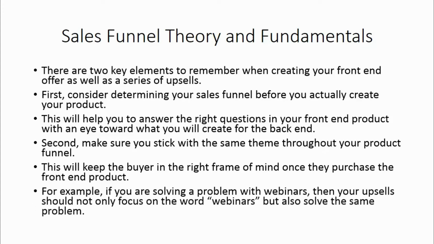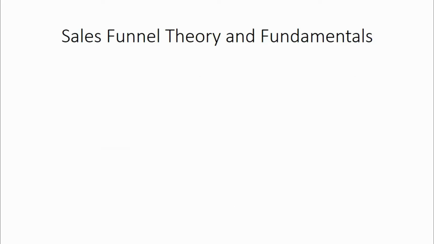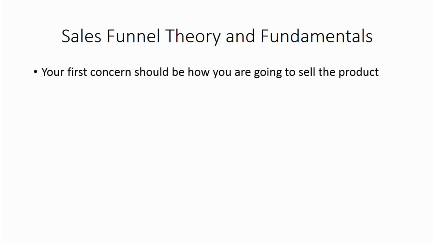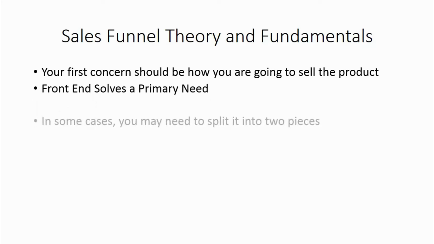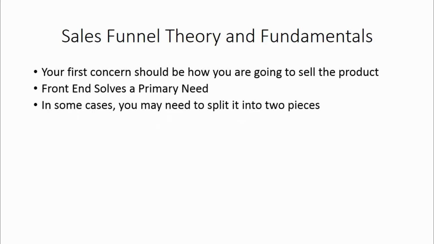For example, if you're solving a problem with webinars, then your upsell should focus not only on the word webinars, but also solve the same problem. Your first concern should be how you're going to sell the product. So, the front-end product should solve a primary need. And in some cases, you may need to split that product into two pieces, one in the front end and one in the back end.